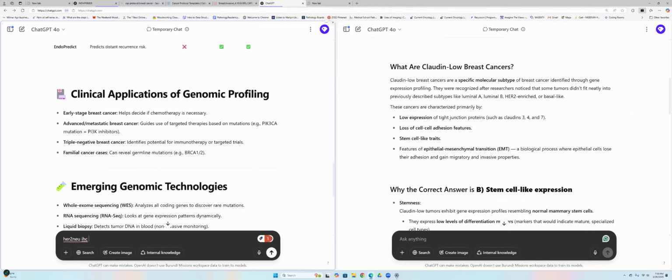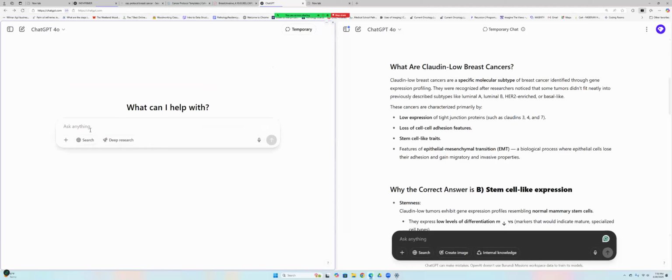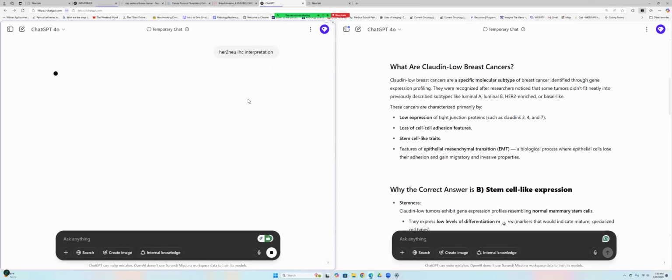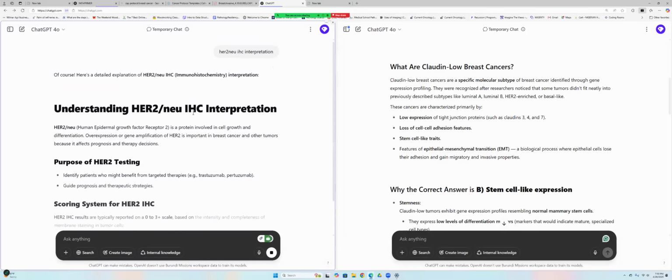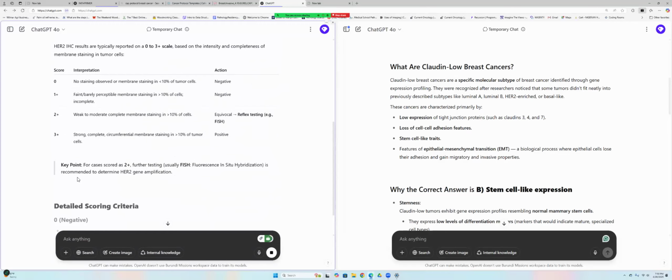Now let's look at this IHC interpretation. The less than 10% one is with no staining at all, then one is with staining, then greater than 10%. Define weak staining. Is it not subjective? I'm not sure. Remember that you divide it, there are 4 scores. We have 0, 1 plus, 2 plus and 3 plus.